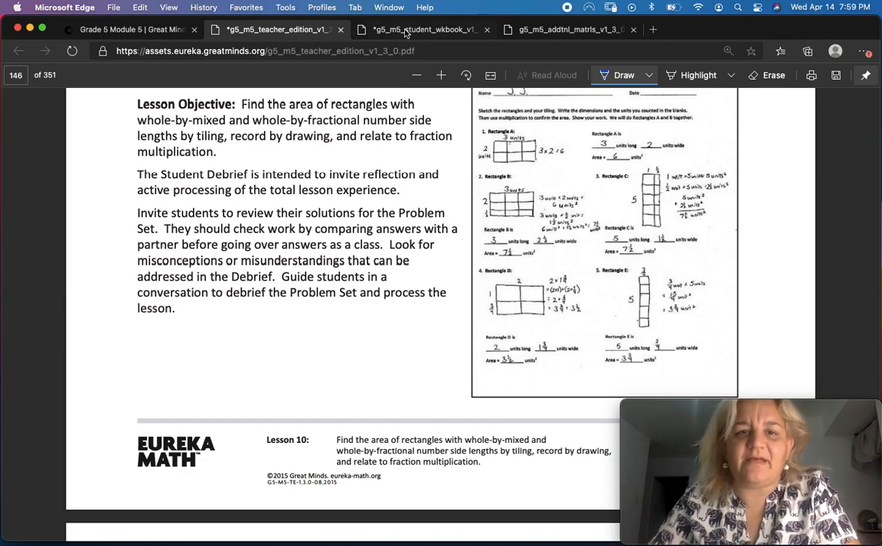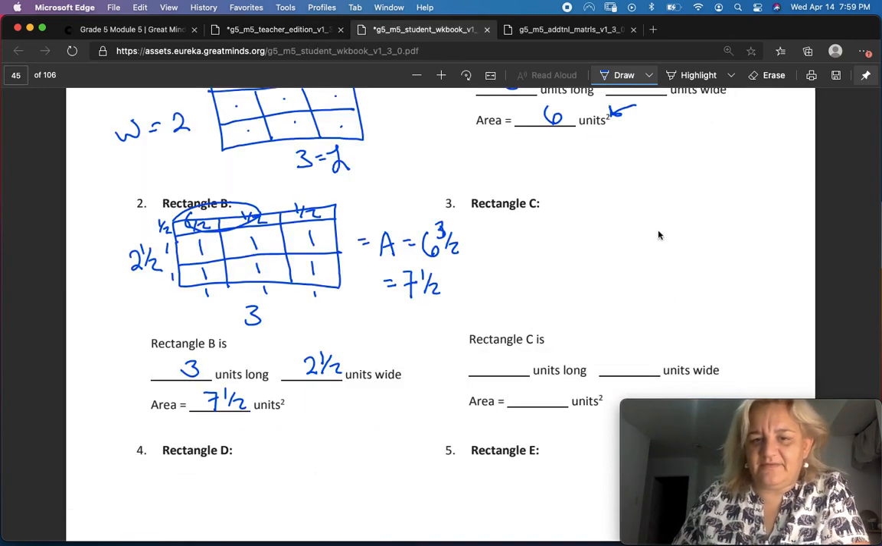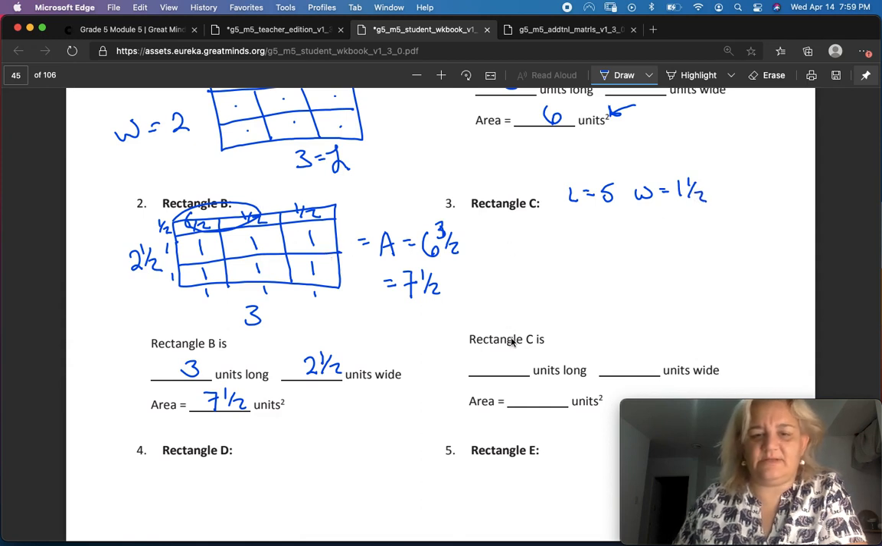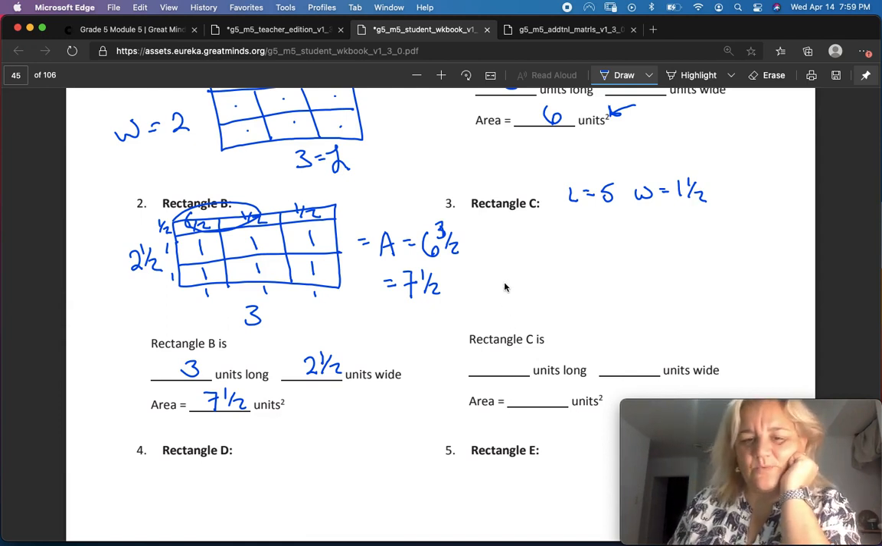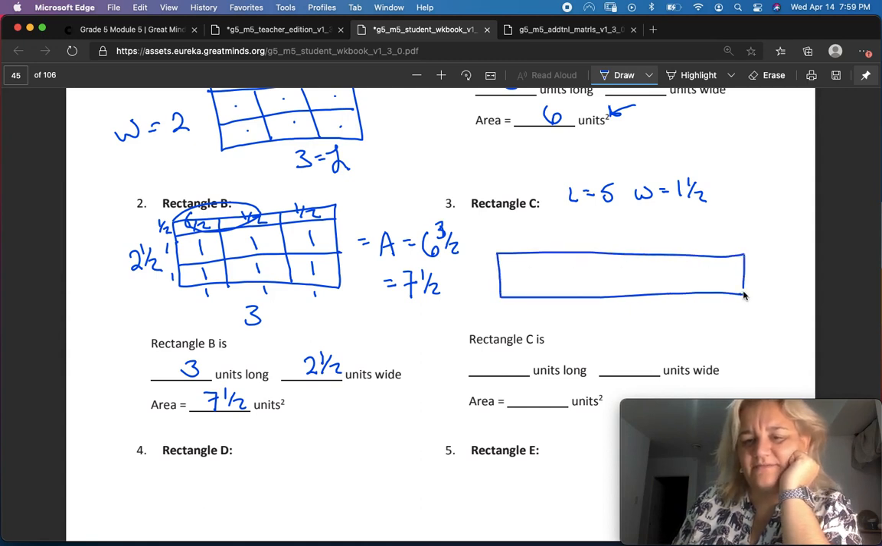5 times 1.5, okay. So here we've got length equals 5 and width equals 1.5. I could just fill this in, but I want to show you the long way here. So here's my length is 5 and my width is 1.5.